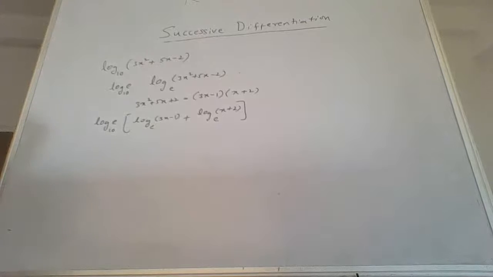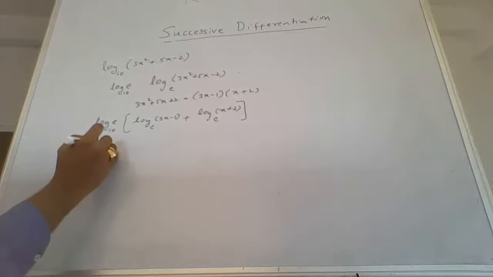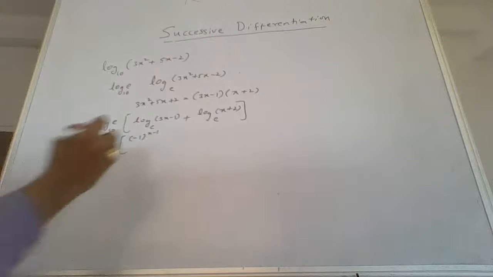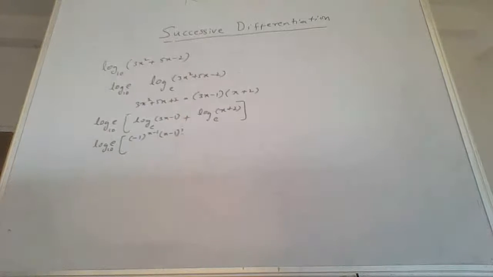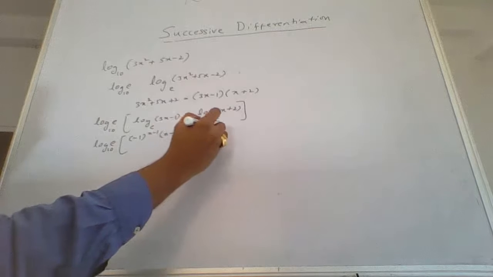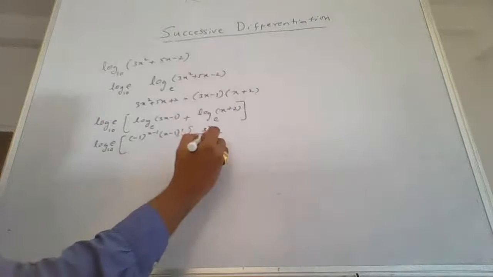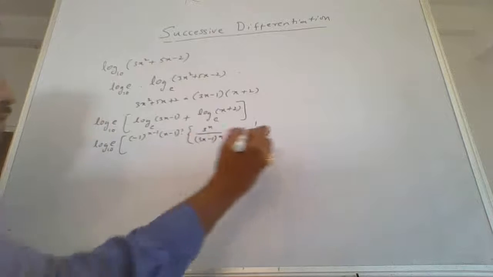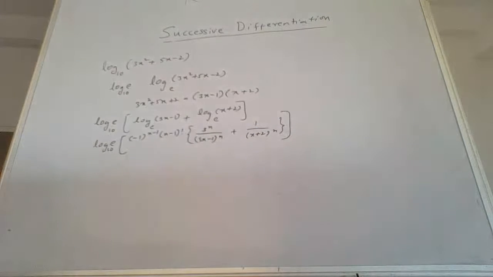Now let us find the nth derivative for this. So this will be minus 1 to the power of n minus 1, and n minus 1 factorial, if I take common, 3 to the power of n divided by 3x minus 1 to the power of n, plus 1 to the power of n is 1 again, so this will be x plus 2 to the power of n, close the brackets. So that will be the nth derivative.